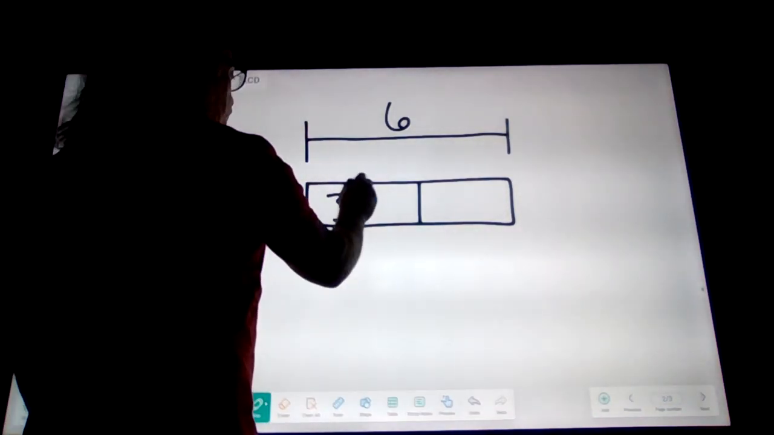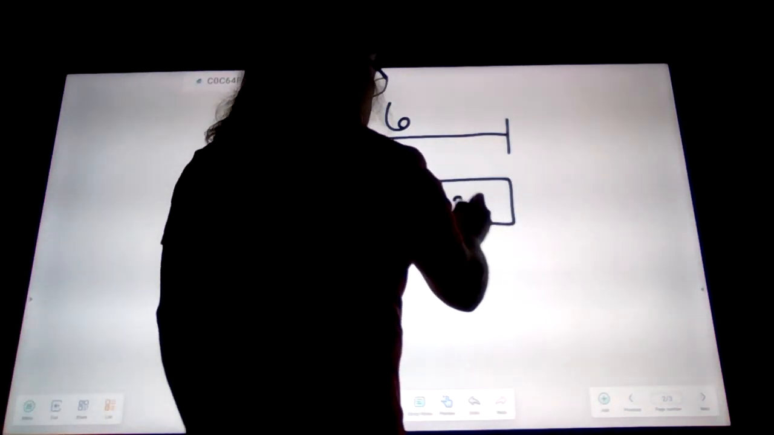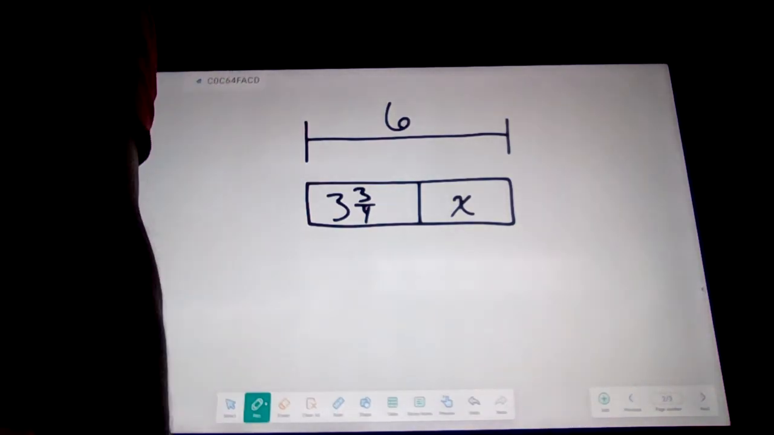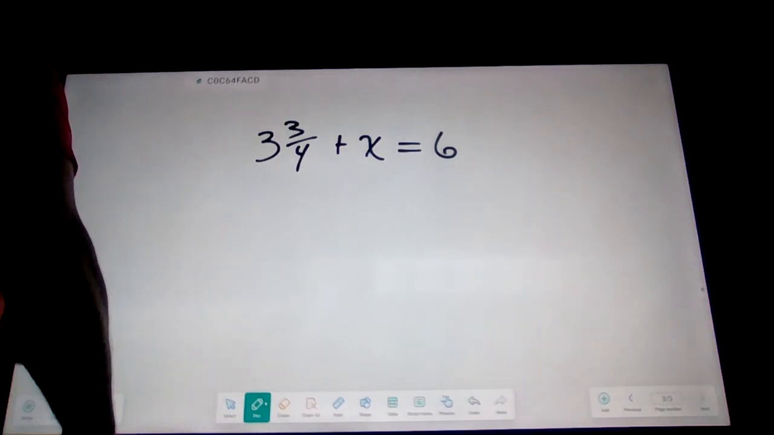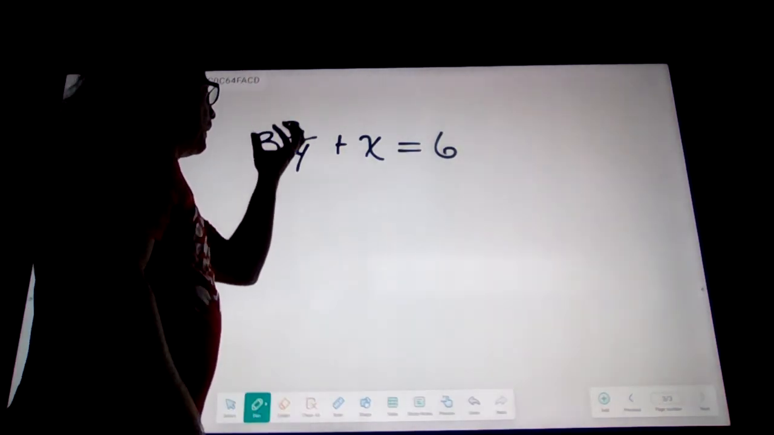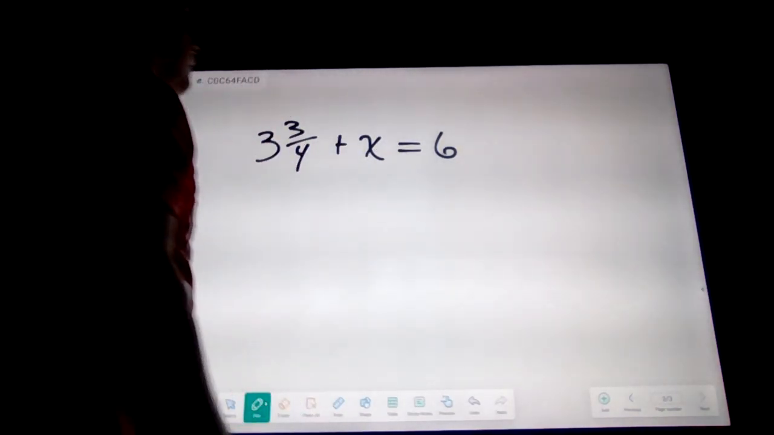Okay. So what we don't know is the other. Okay. So we're going to label that X. Okay. So we're going to go on to our equation. We know the piece that we know what length is plus some unknown number is 6 foot.